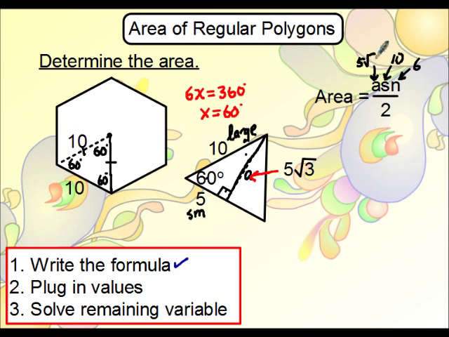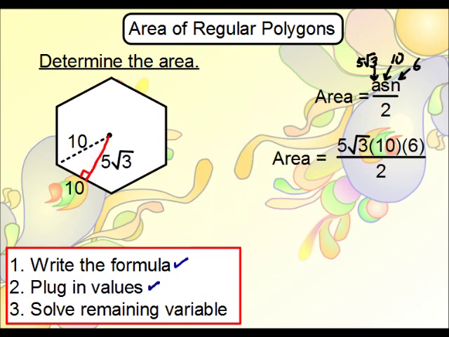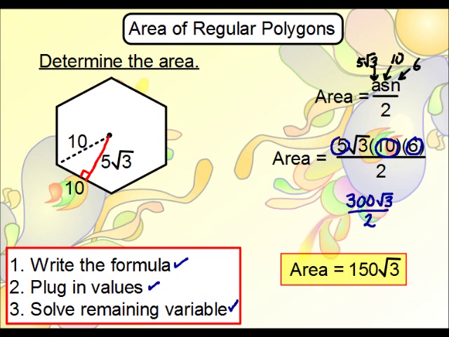So let's go ahead now and plug those in, since we now finally have all our values. And now we're ready to solve. Let's go ahead and multiply these together, and if you just have a calculator, you can go 5 times the square root of 3 times 10 times 6 and then divide by 2. If you're doing this by hand, then what you would do is you would just multiply 5 and the 10 and the 6. That would give you 300. And then just divide this through, 300 over 2. And that would be it.